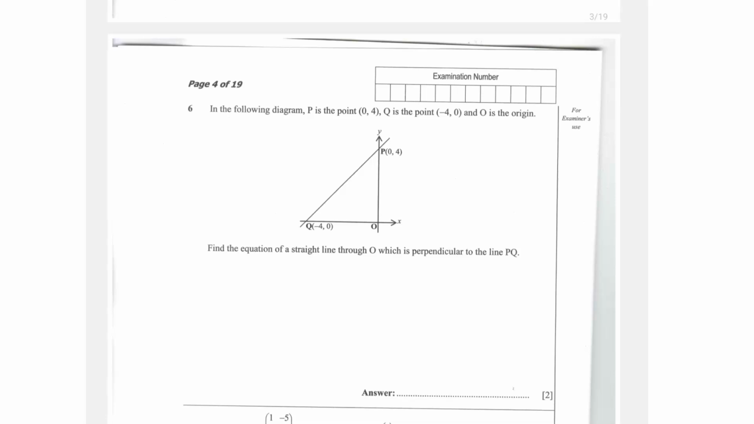Question 6 says, in the following diagram, P is the point (0, 4), Q is the point (negative 4, 0), and O is the origin. Find the equation of a straight line through O, which is perpendicular to the line PQ. So we are finding a line which is passing through the origin. It passes directly through the origin, and this line is also perpendicular to the line PQ. So this line will be something like this.